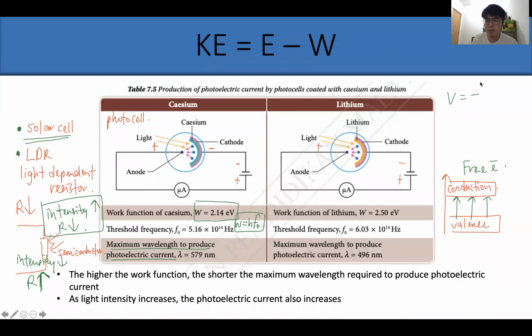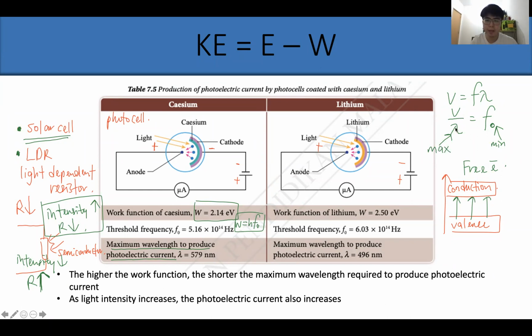V equals f lambda, and v over lambda equals f. If f is a threshold frequency, that means there is a minimum frequency to produce photoelectric current. Because wavelength is inversely proportional to frequency, that means there is a maximum wavelength to create photoelectric current.